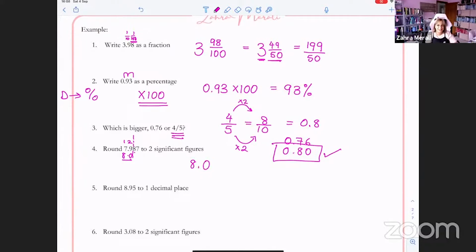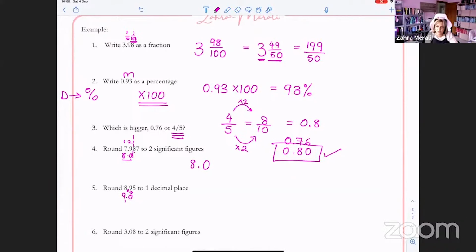Round to 1 decimal place. Now these ones are easier. You take your decimal place and you go 1 along. Okay, so that's a 9 there. So again, we want to add 1. So if you were rounding 8.95 to 1 decimal place, you're essentially saying, well, what comes after is 5, so I'm going to add 1. So that's going to become 10. Carry that over and we get 9.0.